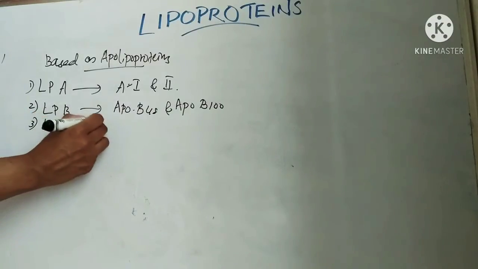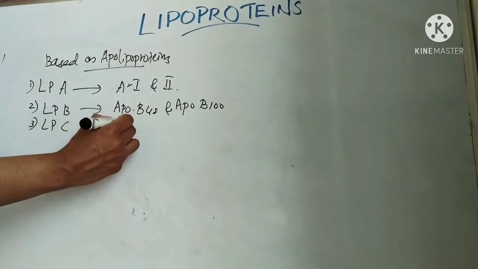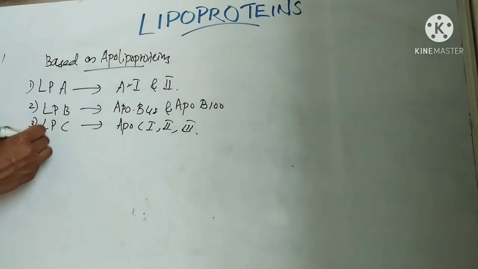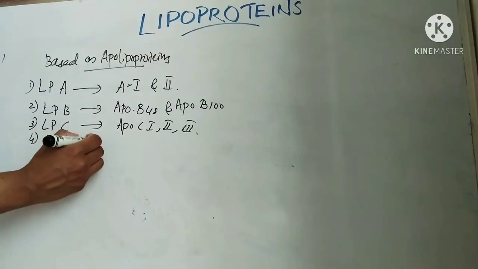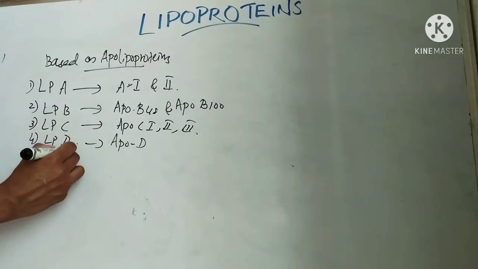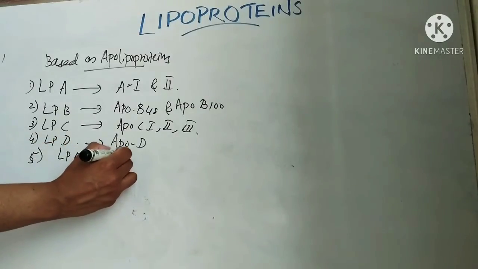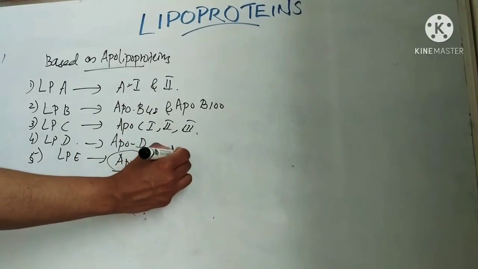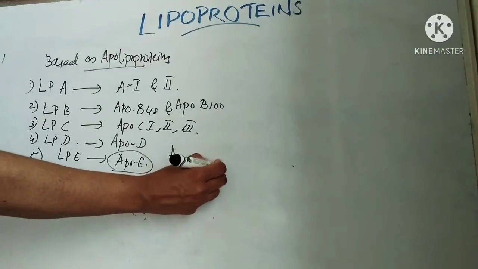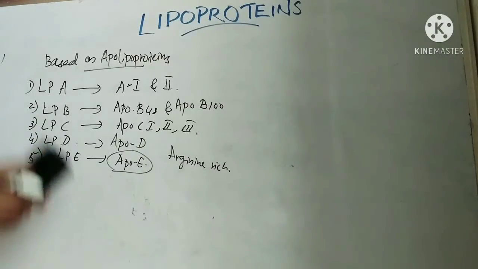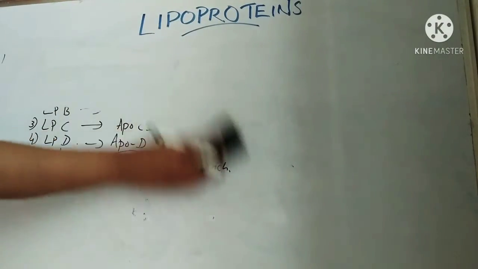Next one is lipoprotein C. Here the apolipoproteins are Apo C1, C2 and C3. Then lipoprotein D, it is Apo D. Next one is lipoprotein E. This is Apo E. This Apo E is arginine rich. So this is the classification of lipoproteins. Next we will see characteristics of individual lipoproteins.